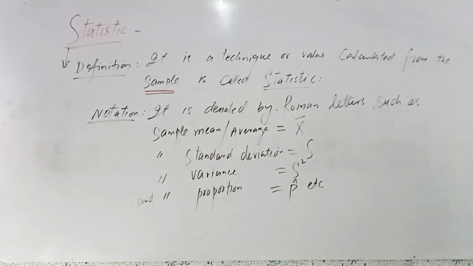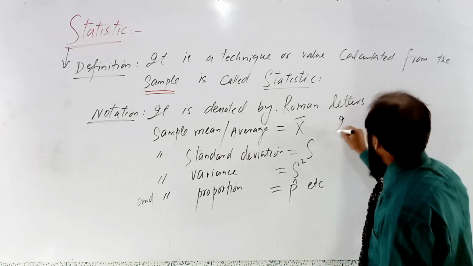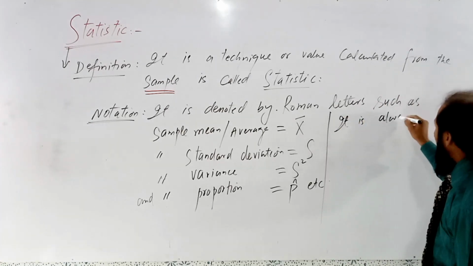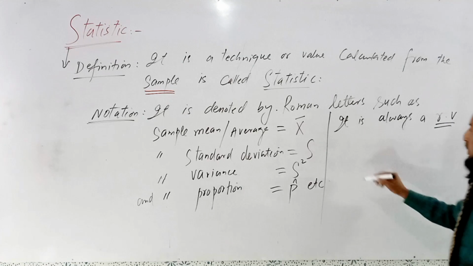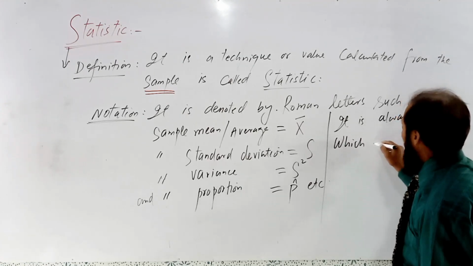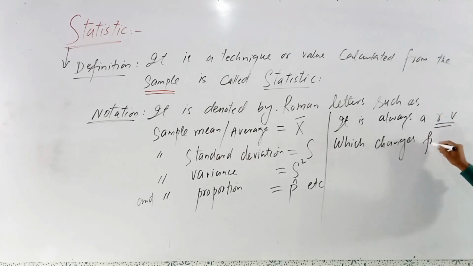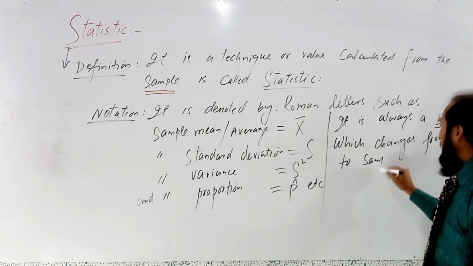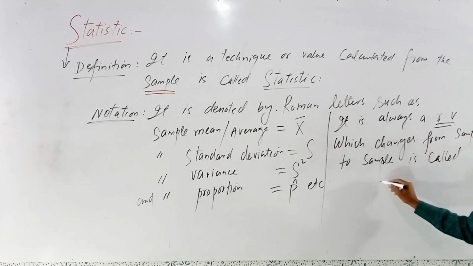But a statistic is always a random variable which changes from sample to sample. A value from the sample is called a statistic.